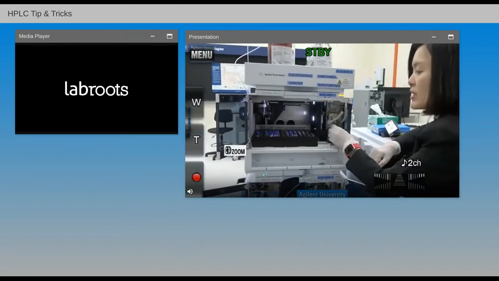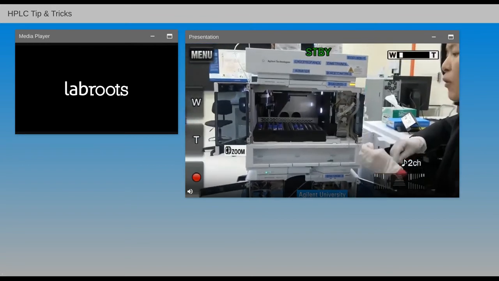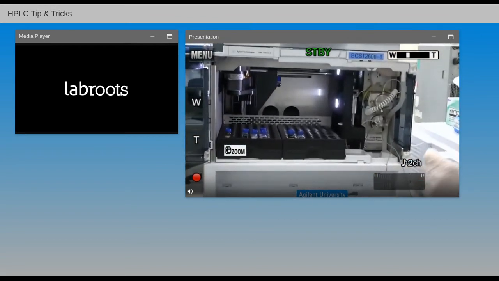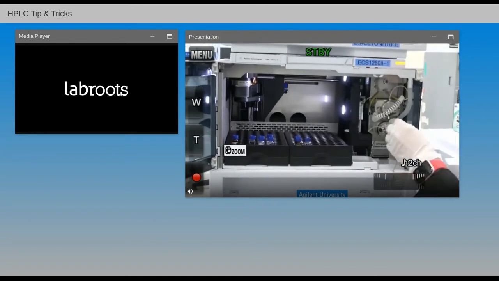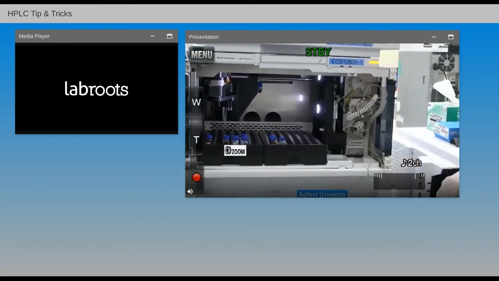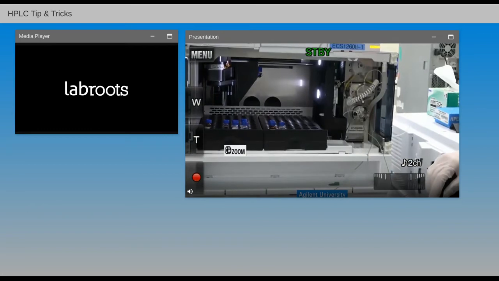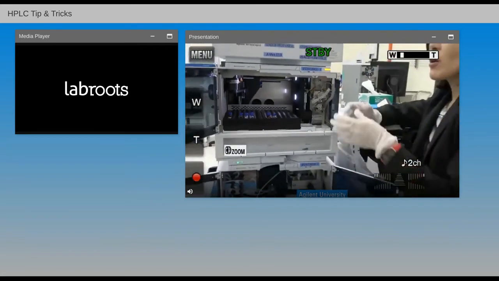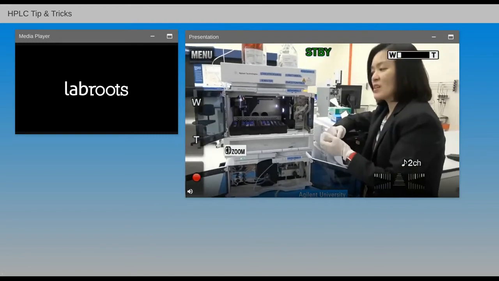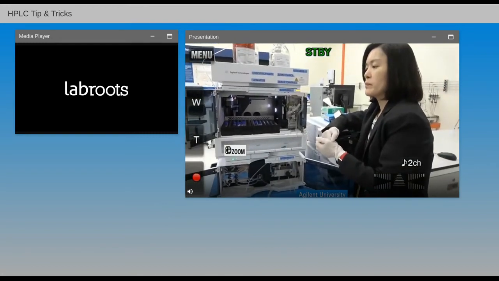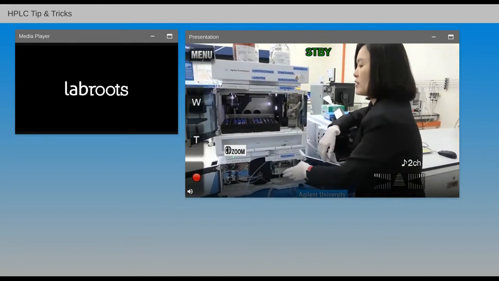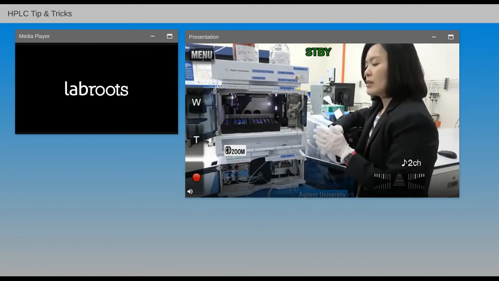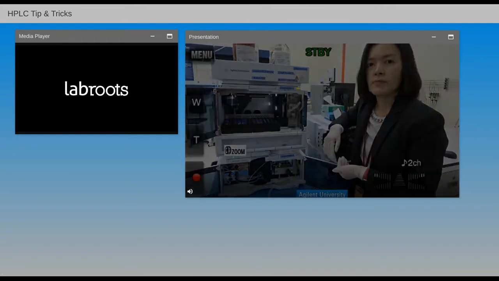The internal parts of this injection valve are very small. Imagine when you have salt precipitation inside the injection valve or the capillary tubing or even the pump head, you will start to see a high back pressure because of the very small internal volume. So this could be the reason why you see a higher back pressure, and it happens gradually.